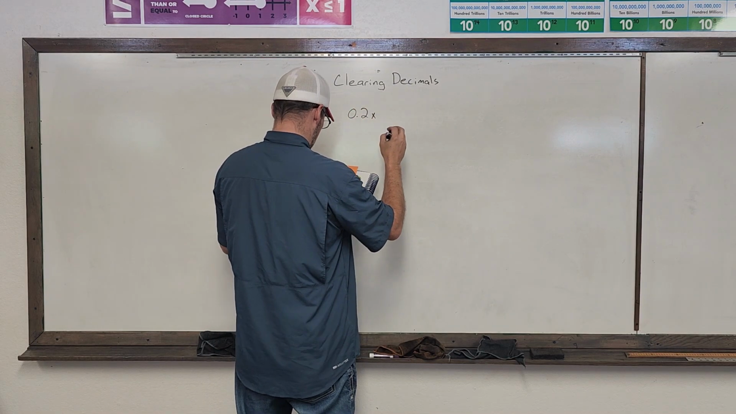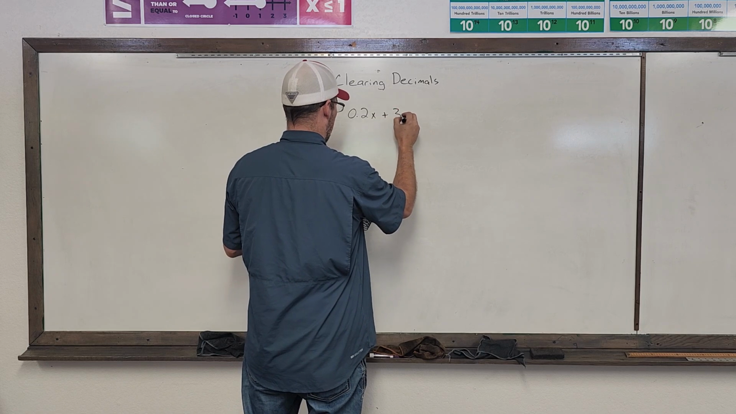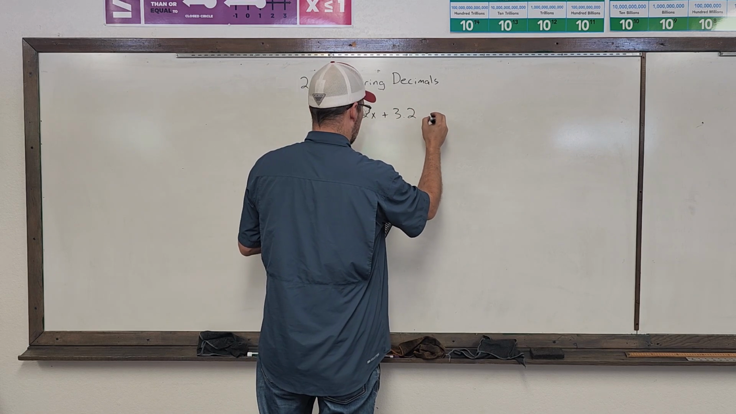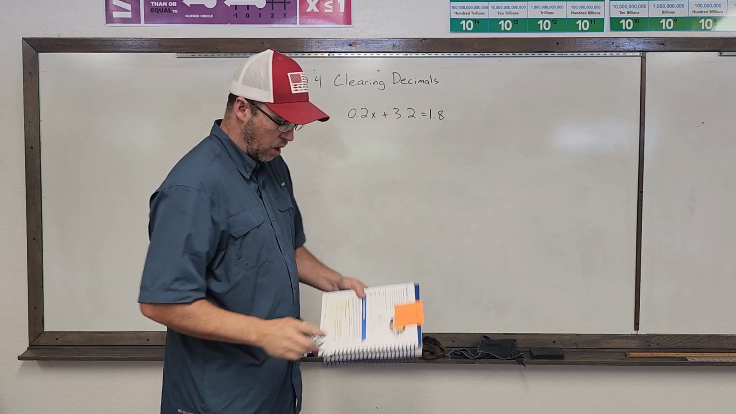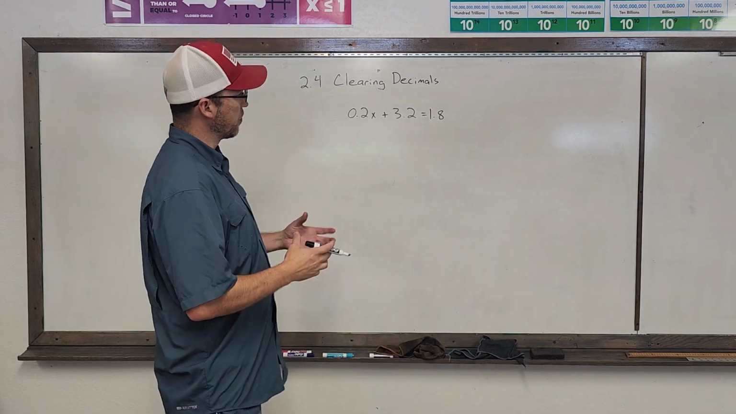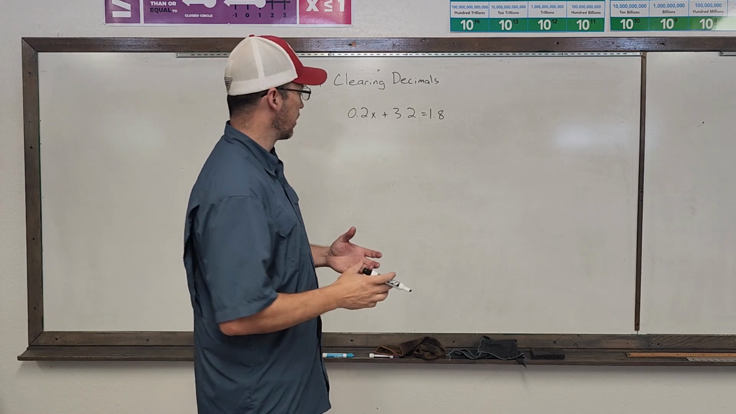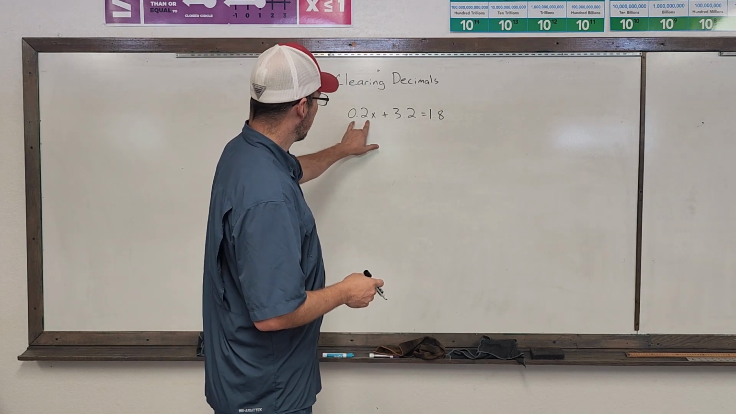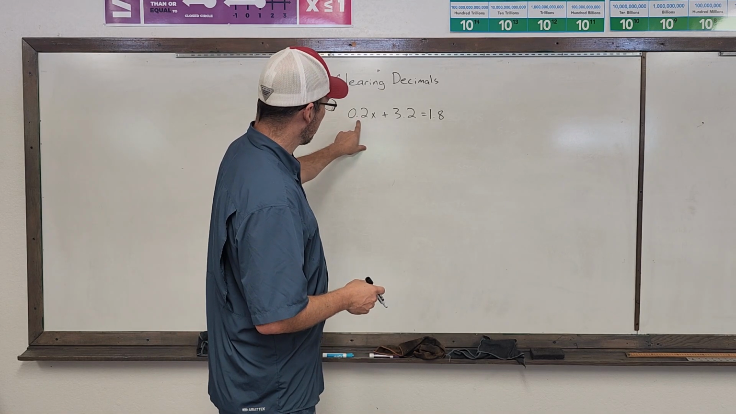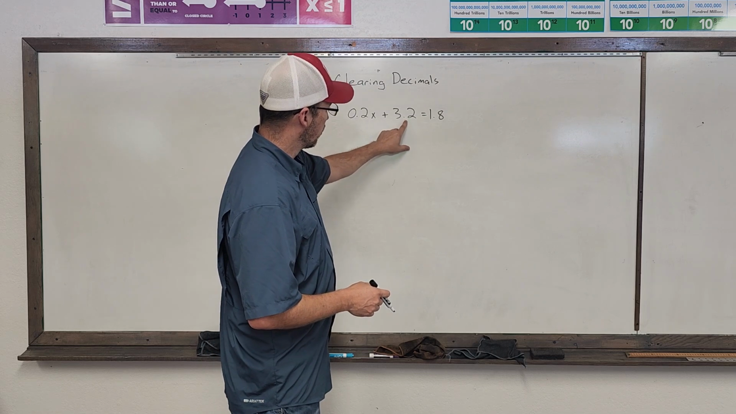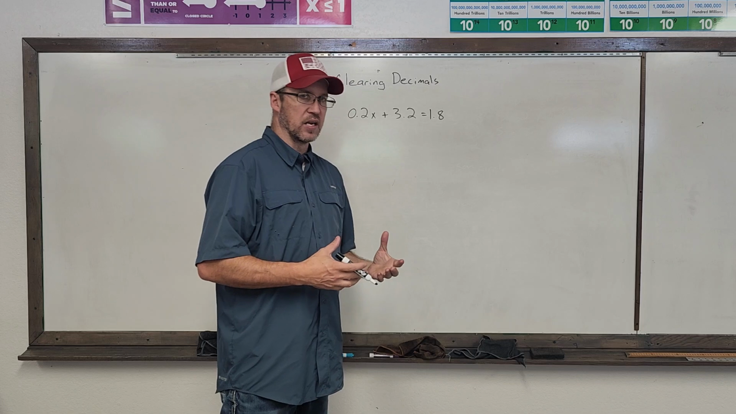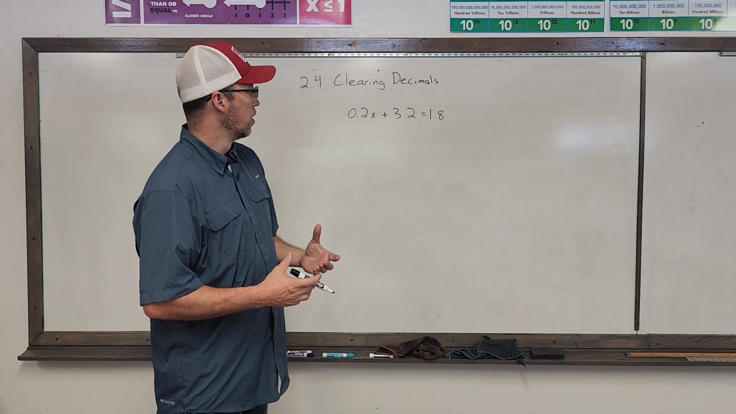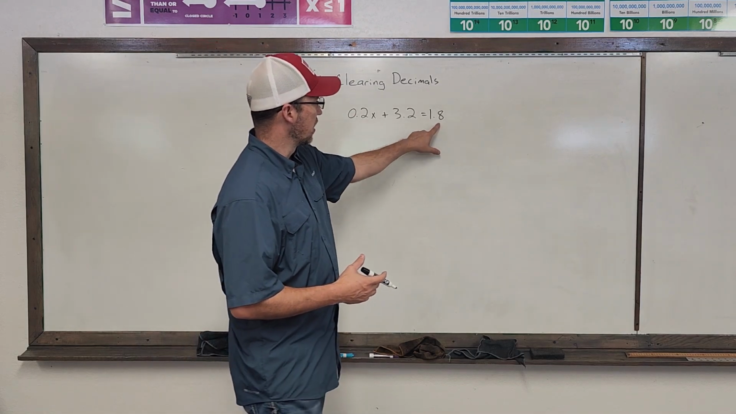We have 0.2x plus 3.2 equals 1.8. All right, so all I'm going to do is identify how many places I need to move that decimal place over. So this one, if I was able to move that decimal place over one spot, and move this one over one spot, and move this one over one spot, then I wouldn't have any decimals. I can do that.